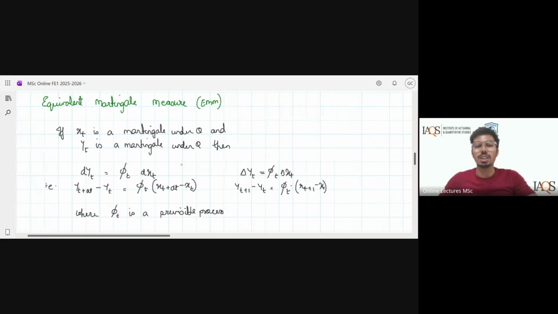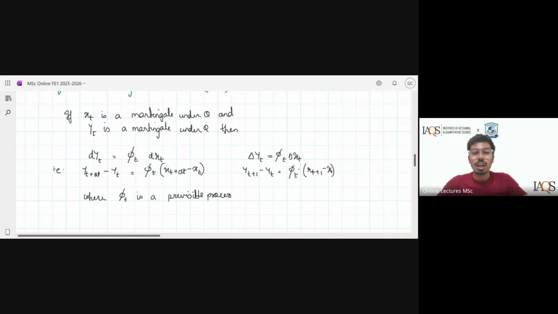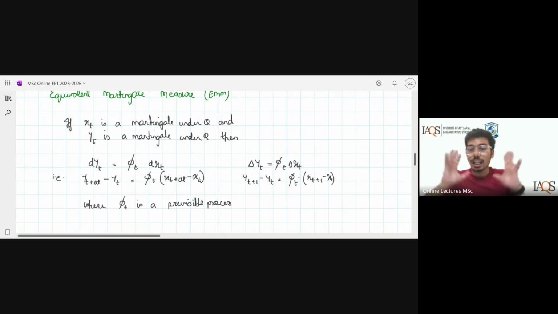Now, what do I mean by this particular theorem? What does this theorem state? This theorem basically says that if you have two martingale processes, we now know what a martingale process is. Xt can be a martingale, Yt can be a martingale, any process can be a martingale subject to it satisfying certain conditions. It says that if you have two martingale processes, then you can express the change of those processes in terms of a predictable process.